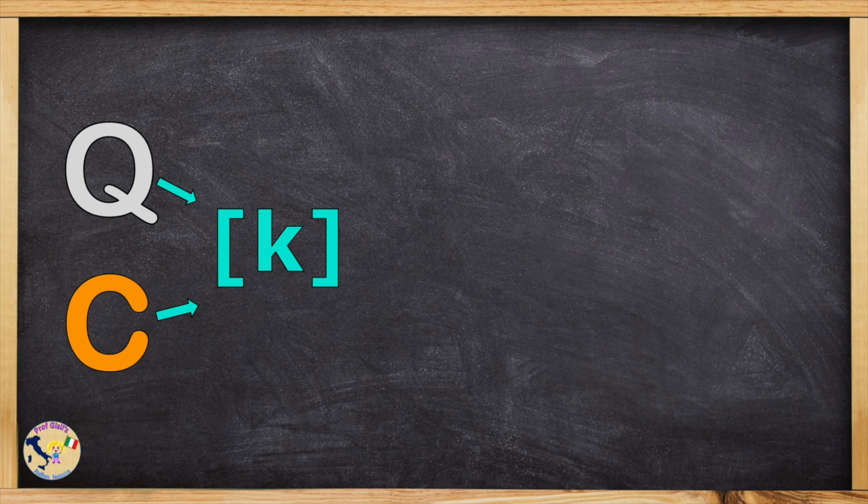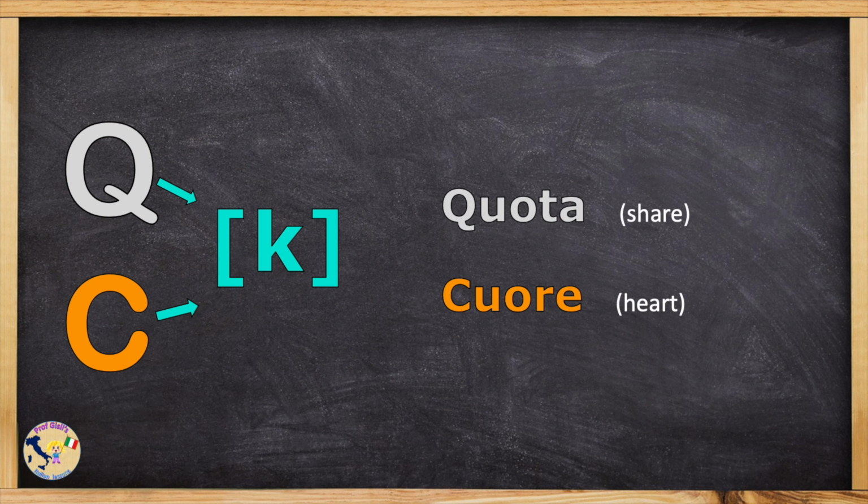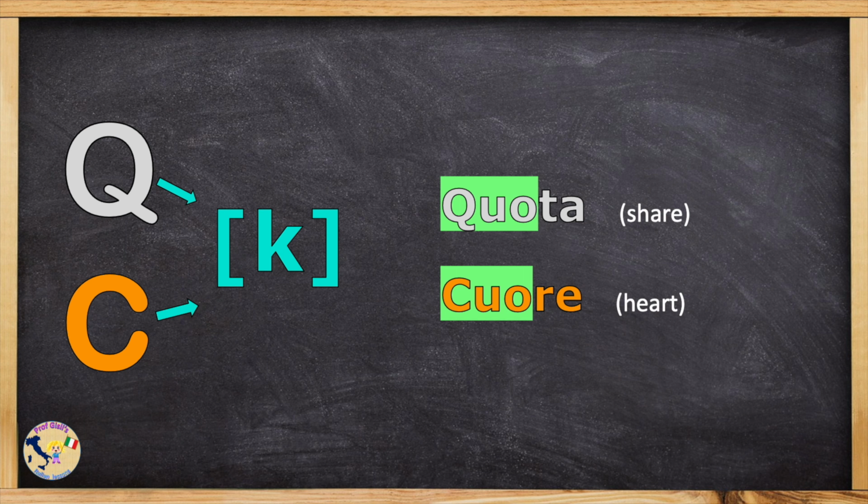But there's something else you should know about letters Q and Chi sharing the same K sound. Let's take two words for example, one starting with Q, quota, and one starting with Chi, cuore. You can see that, although the spelling is different, the sound quo in quota and quo in cuore are the same. There are a few words like these in Italian, and there is no rule which allows you to know beforehand which of the two letters Q or Chi you should use. So the only way is to actually learn the words. But don't worry, you don't have to learn them right now.